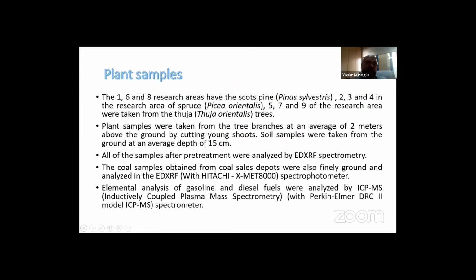Plant samples. Research points 1, 6, and 8 have Scotch pine, Pinus sylvestris. Research points 2, 3, 4 have Picea orientalis, and research points 5, 7, and 9 have Thuja orientalis. Plant samples were taken from the tree branch at an average of 2 meters above the ground.